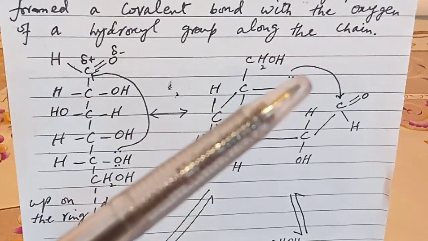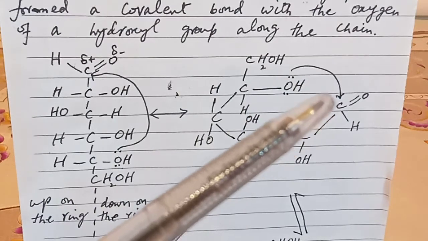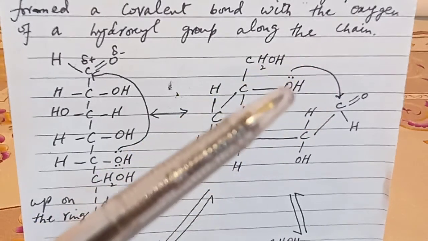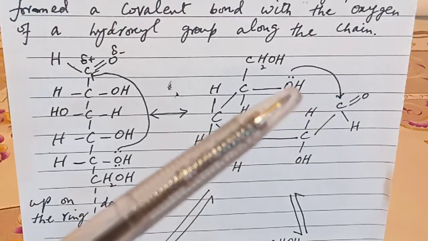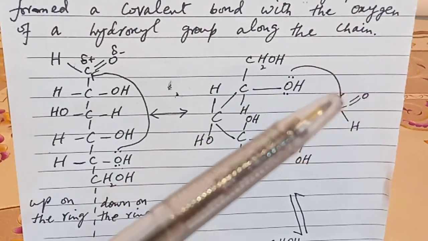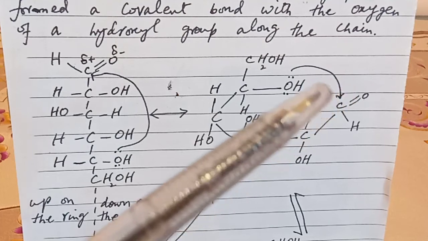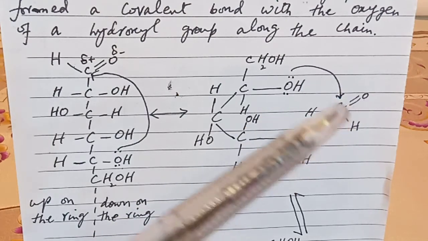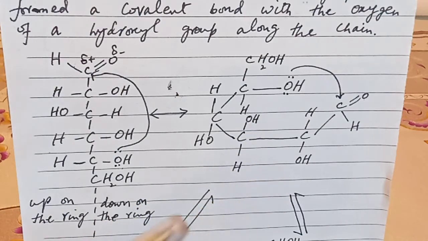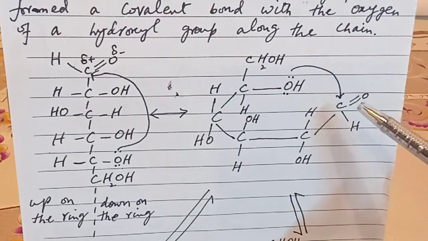So that lone pair of electrons will be shared with the carbon atom in the formation of a covalent bond, therefore the hemiacetal linkage will be formed and the oxygen will be reduced, therefore a water molecule is released in a condensation reaction. The oxygen will be reduced to this hydrogen, therefore the formation of the alcoholic group. This formation of the alcoholic group is from this position here.